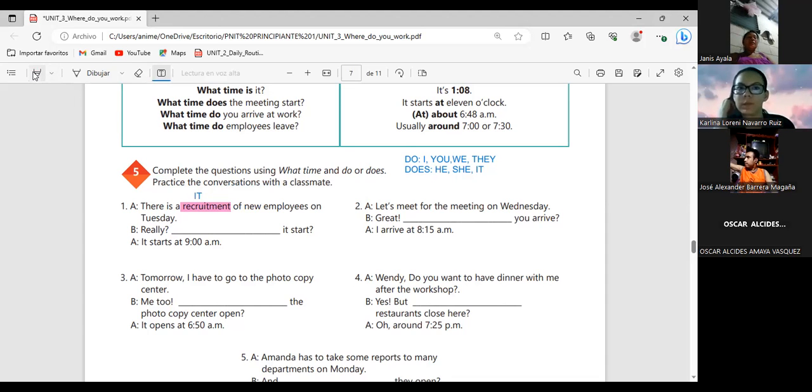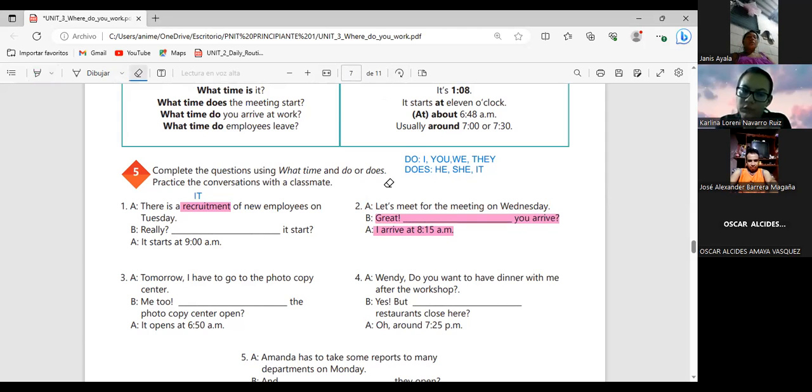Number two. Let's meet for the meeting on Wednesday. You arrive. Look at the information that we have. Mira aquí la información que me brindan. I arrive at 8 a.m. Hay alguien dando respuesta. ¿Qué significa? Que a esta persona nosotros le consultamos en la pregunta anterior. En base a eso, ¿cuál es el pronombre que vamos a usar? Eso es lo que vamos a descubrir.